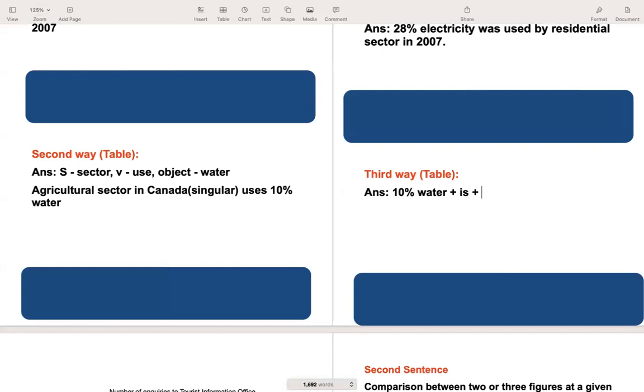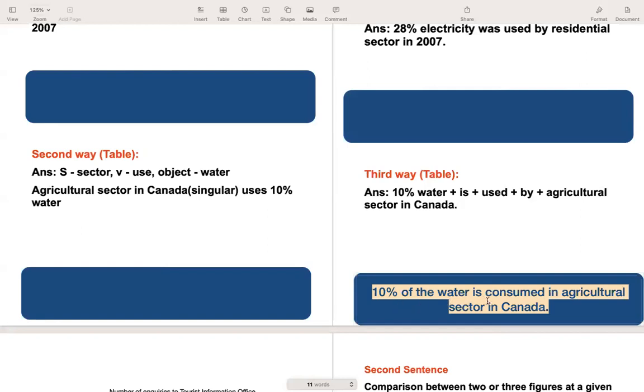Is there going to be a being or no? Did I teach you being? No. What is the verb third form? Used. Next, by. By the agriculture sector in Canada. Perfect. Is it clear? Yeah.